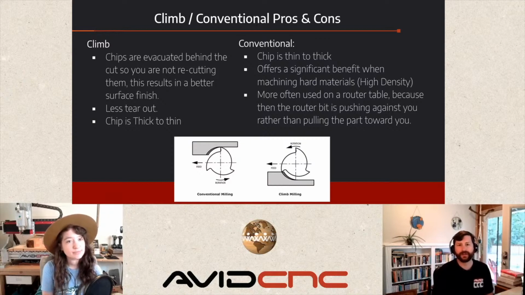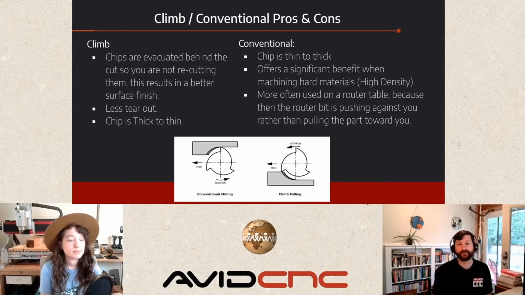Yeah, so this brings us into the next thing we want to talk about here, and this is climb versus conventional. With these specific materials, sometimes we want one or the other. Climb cutting, we are engaging the tool and pushing the chip out behind the bit. With conventional cutting, we're engaging the material with the bit and pushing that chip in front of the tool, or in front of the direction we're moving.